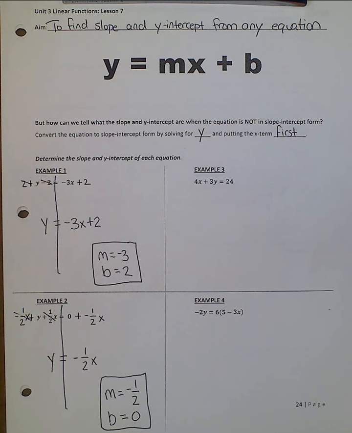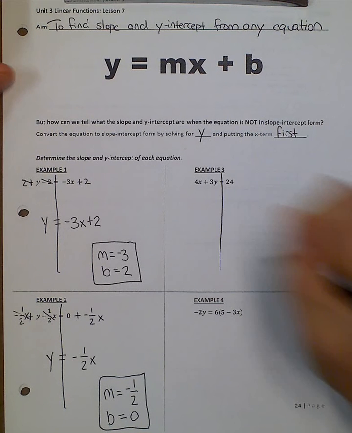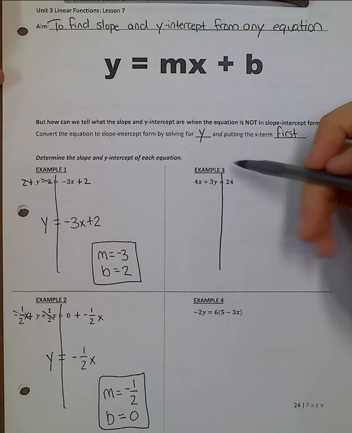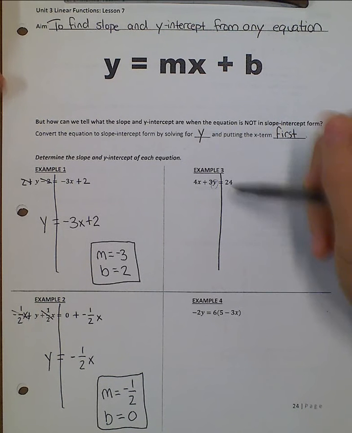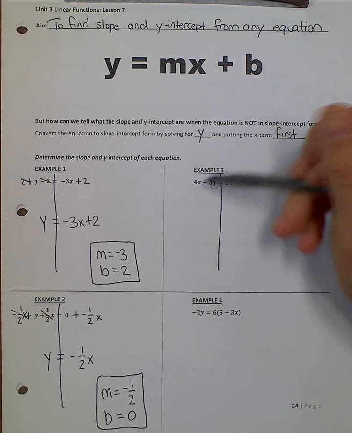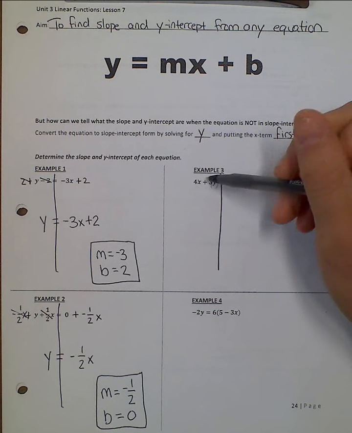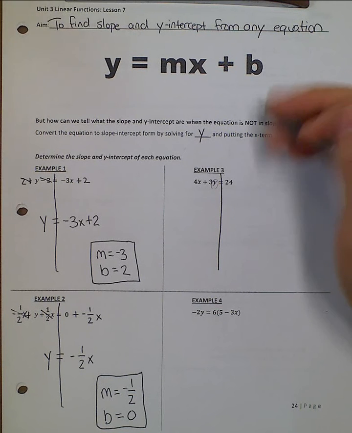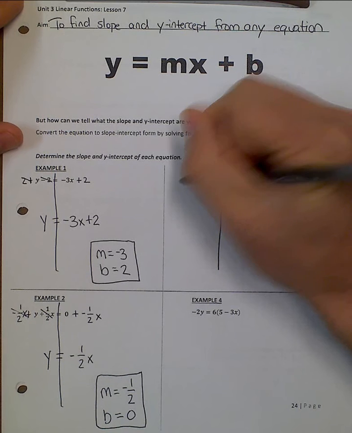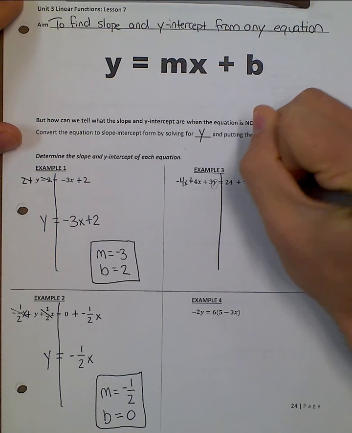Okay? And we start to get the idea here. We're going to use inverse operations in each example to isolate y. So let's do that in example 3. I see y's right here. I want to isolate it again. 4x plus 3y equals 24. I want to get rid of the 4x. I want to get rid of the 3. Think opposite. Add the opposite. Add negative 4x to each side.